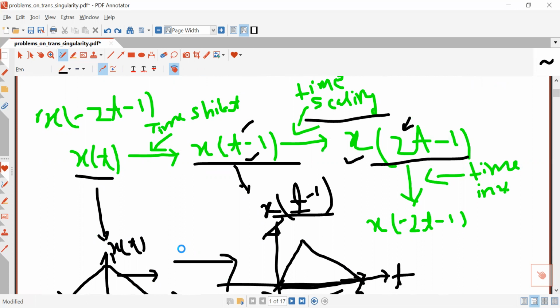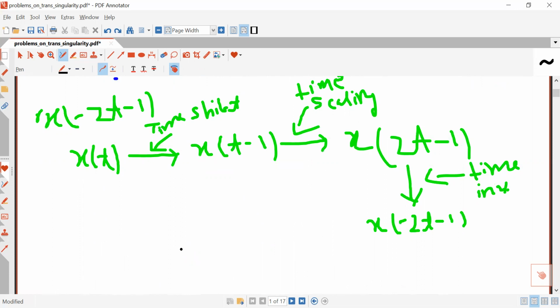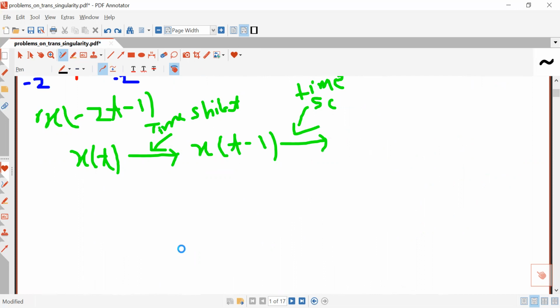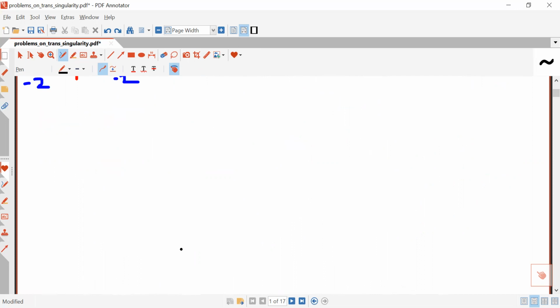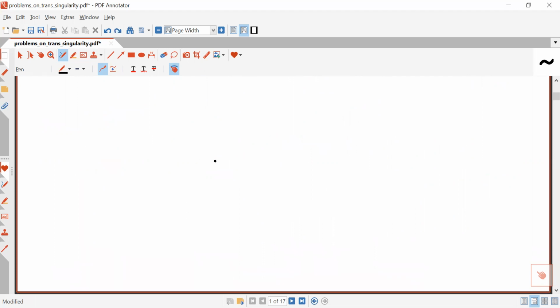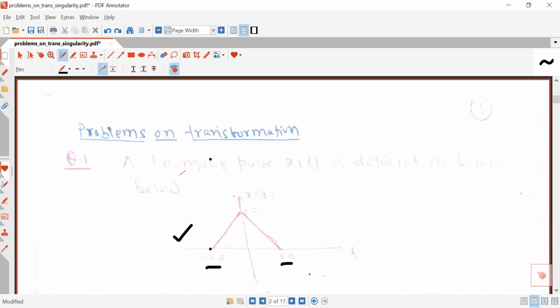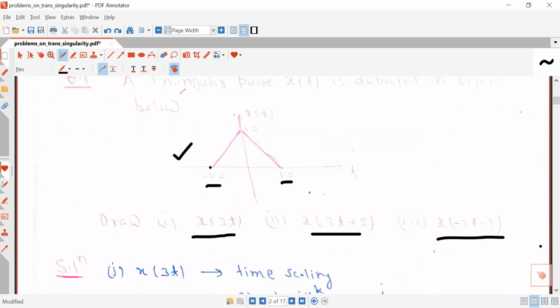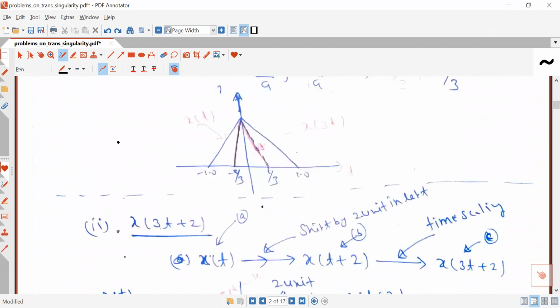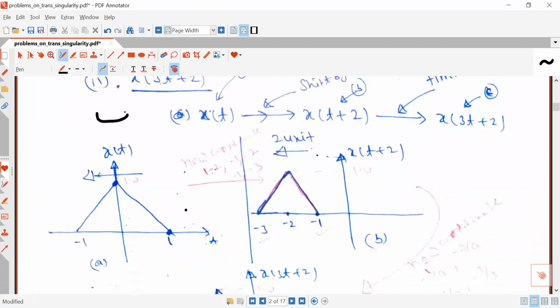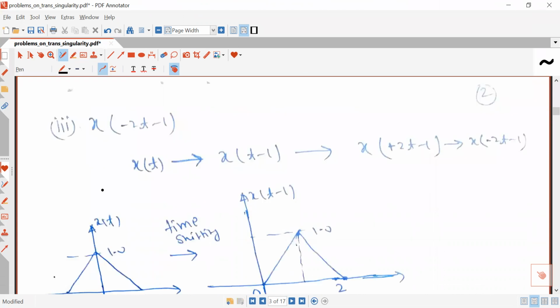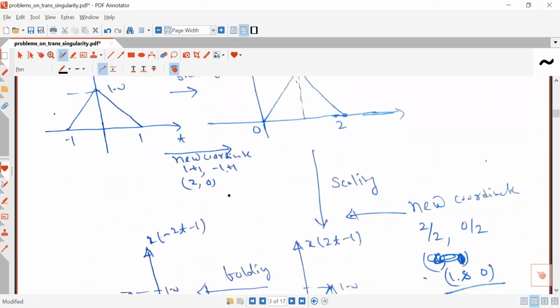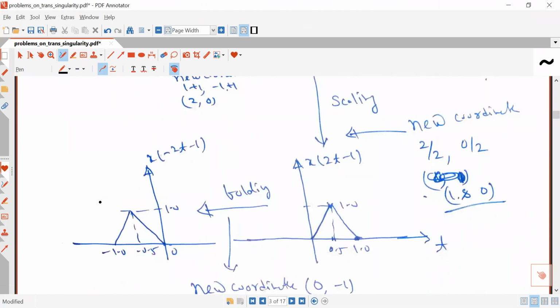Similarly, there are various numerical examples. I will also give various numerical examples in the tutorial sheet. So you will solve them, and this type of problem is very important for competitive examinations and also your course examination. These three problems are solved in this PDF file, which is also uploaded on the LMS, so you can go through it to understand more clearly.